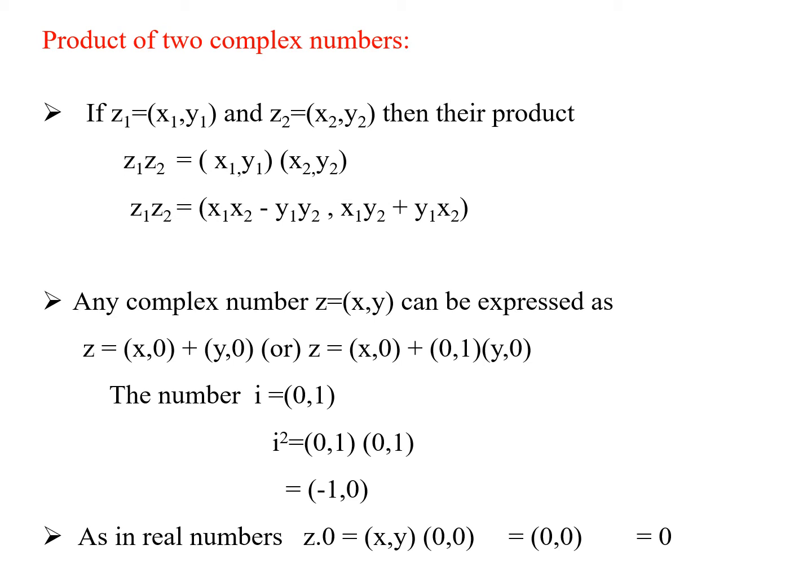Using this way, the ordered pair i can be defined as the imaginary unit. So therefore we can write i equal to 0 comma 1. So i square is equal to i into i, that is equal to 0 comma 1 into 0 comma 1. Using the product of complex numbers, we get the value minus 1 comma 0. As in real numbers, z into 0 is obviously equal to 0.